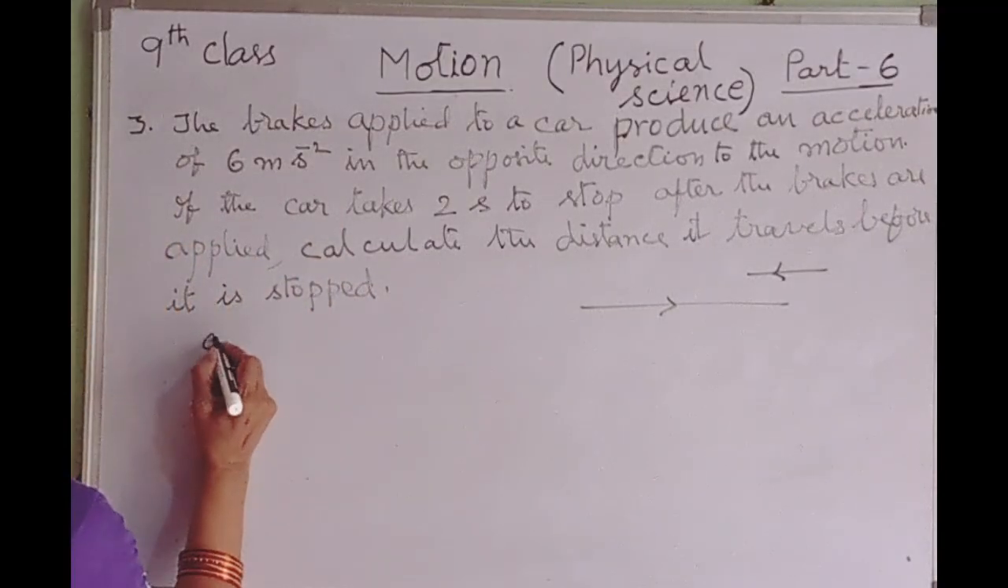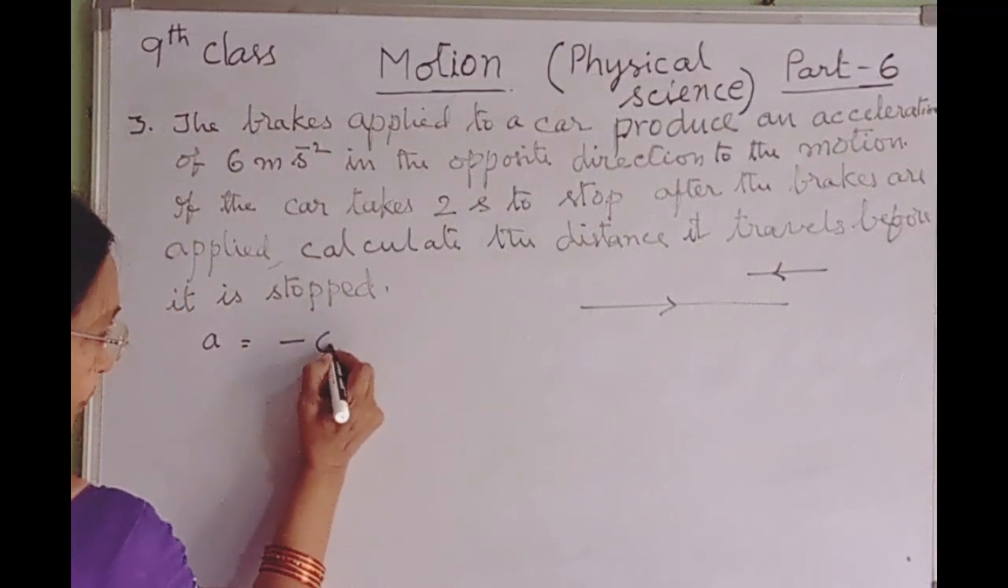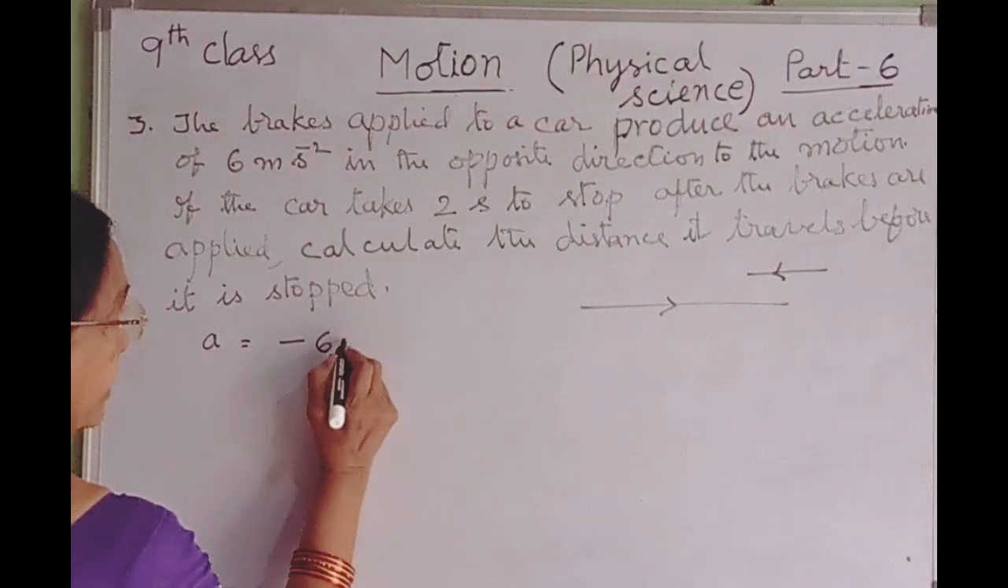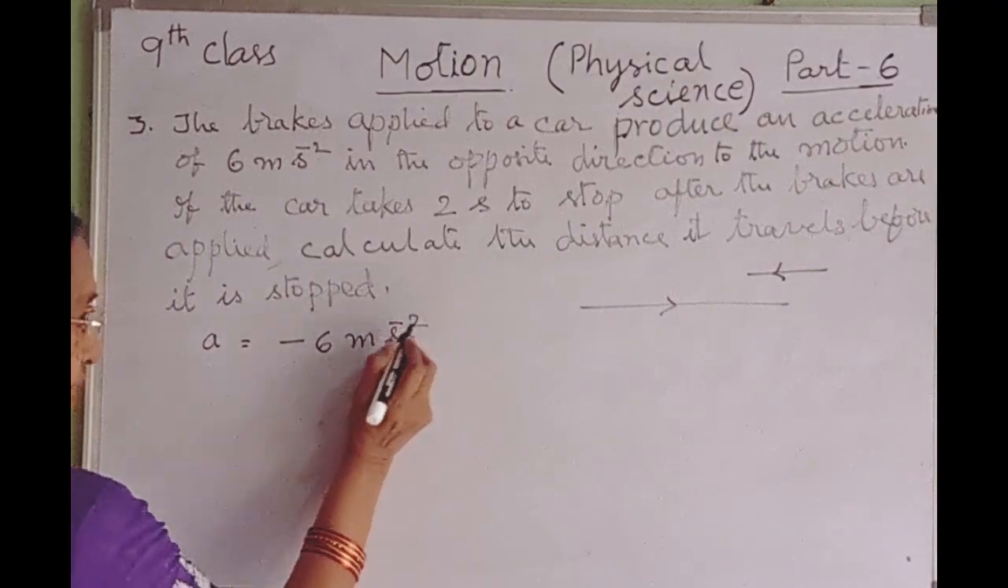Therefore, the acceleration is taken as negative because it is opposite to the direction of the motion. 6 meters per second square.